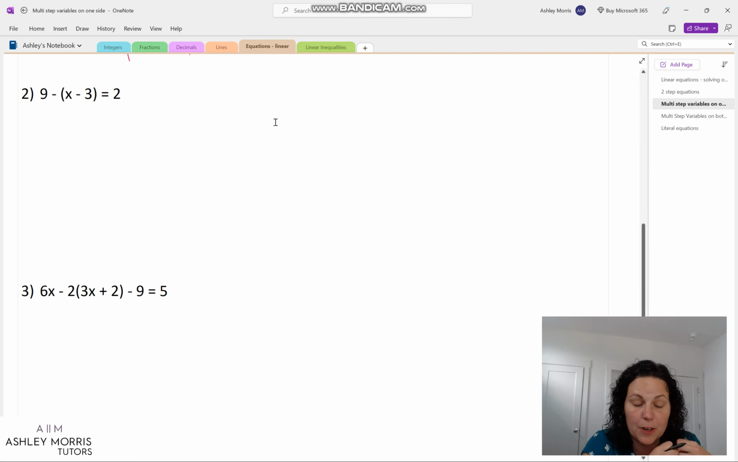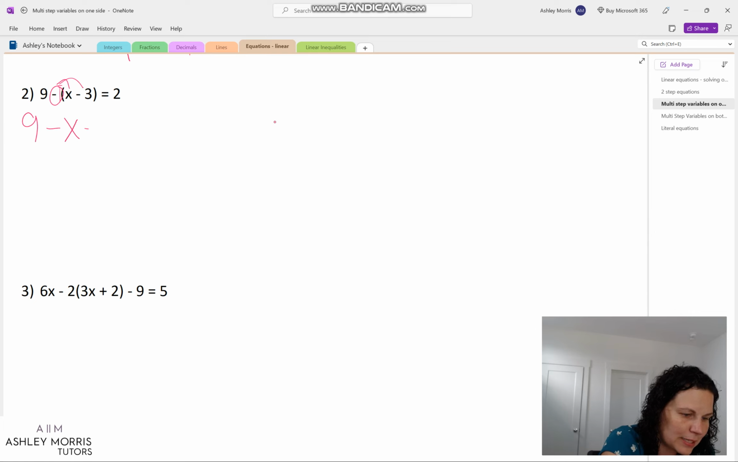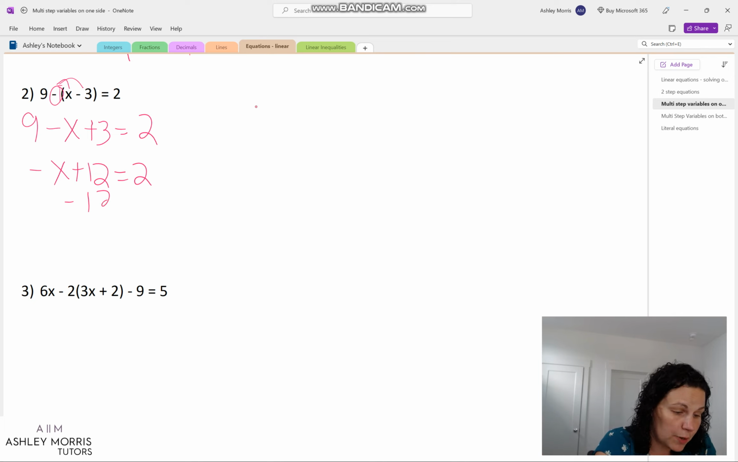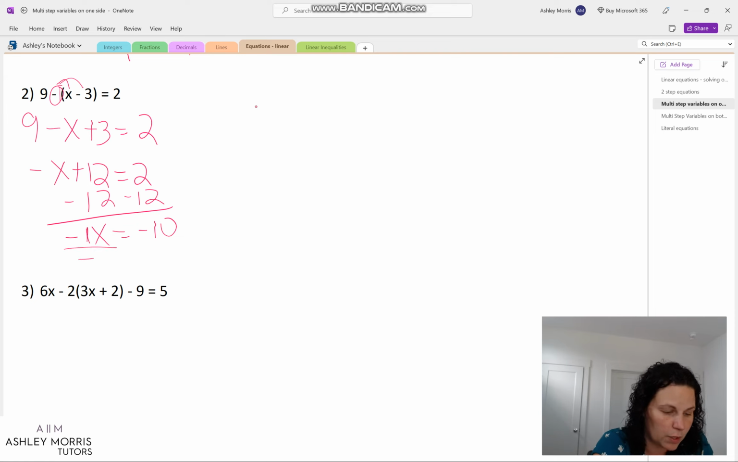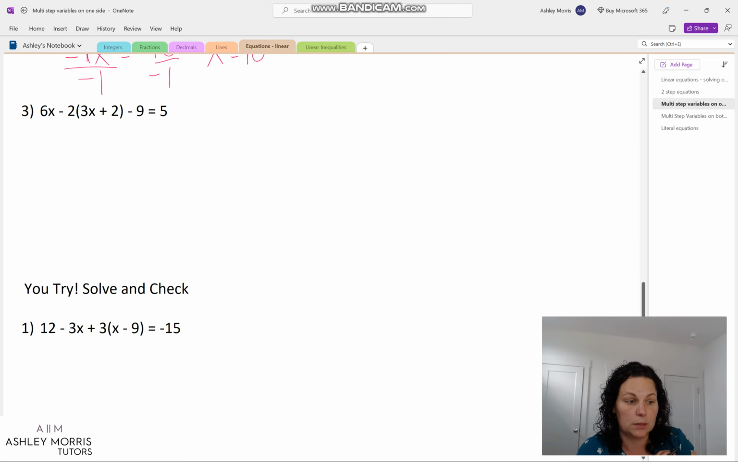Number 2, oh, I love this one. That negative in front of the parentheses, it's an invisible negative 1. So we need to distribute that negative 1. So 9 minus x plus 3. Combine like terms. So 9 plus 3 is 12. Two-step equation again. So we're going to subtract 12. Negative x equals negative 10. Divide by that, again, it's an invisible 1 in there if you want to throw that in there. So divide by negative 1, and you get x equals 10. And always check before you turn in your work.